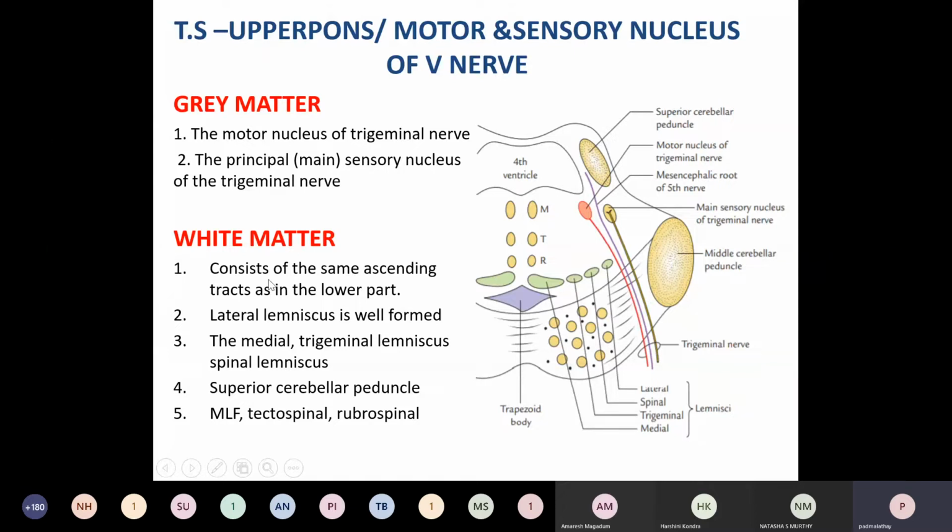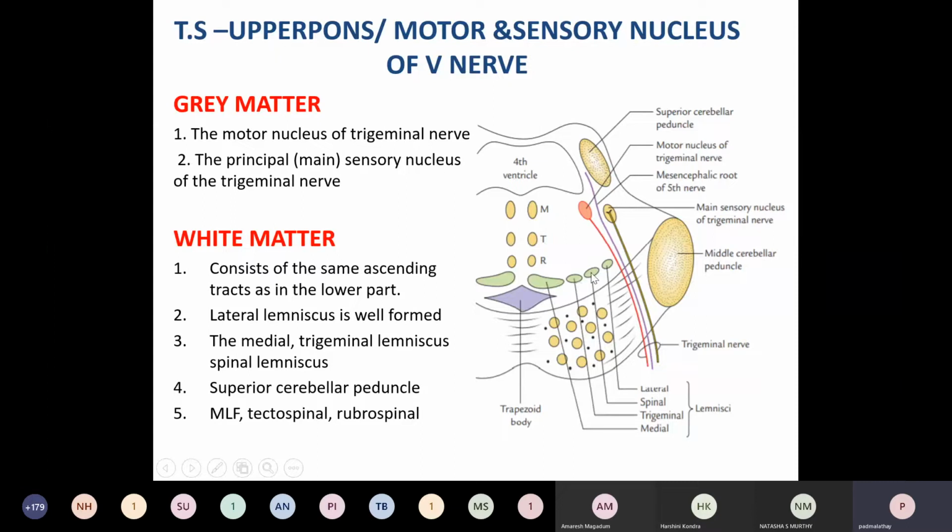The white matter is similar to the white matter present in the section of the lower pons. It contains all the tracts. In addition, there is a lateral lemniscus formed because the fibers of the vestibulocochlear nerve traverse there. Then there is the medial, trigeminal and spinal lemniscus.